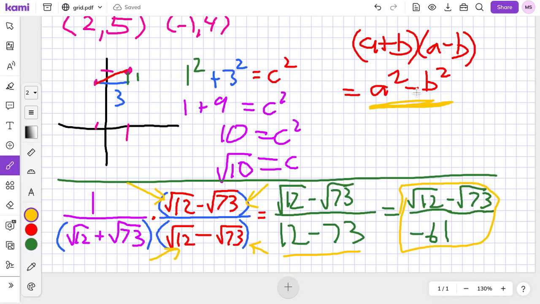And that's going to be a rational number. It's going to be a whole number even. Well, I'm sorry, an integer. Negative 61, yep.